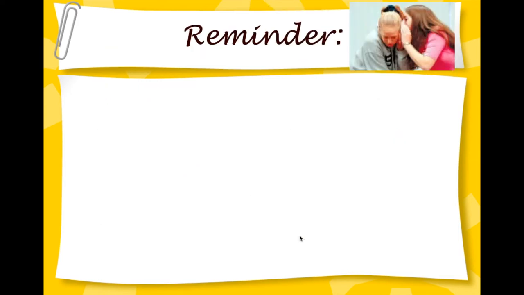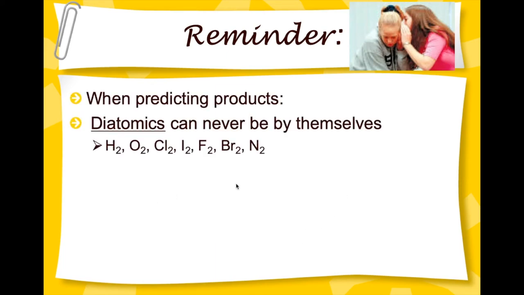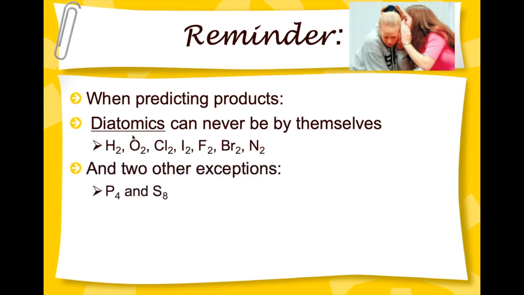All right. So just a couple reminders when you're thinking about predicting products. Remember those diatomics, Brother Honcliffe. So remember, that's why we knew that hydrogen had to be H2. And then there are a couple exceptions that aren't technically diatomic, because that means two. Phosphorus is one and sulfur is one.